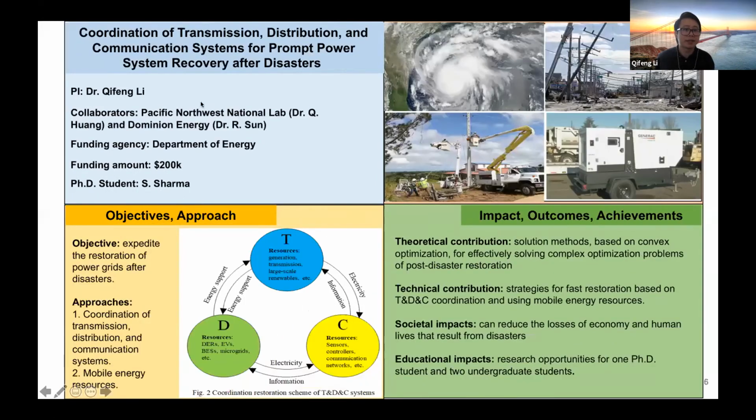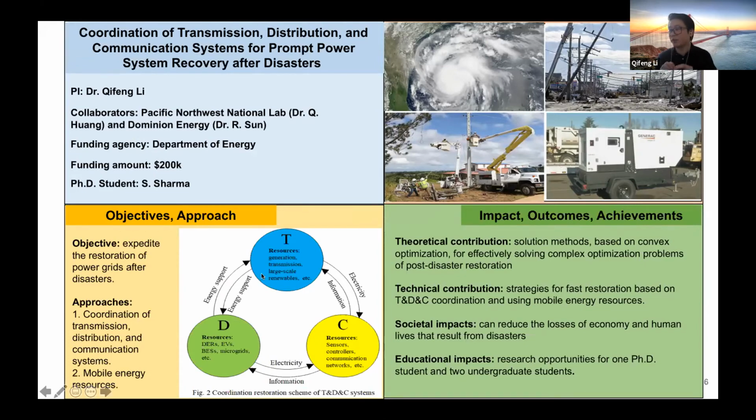The second project is about the post-disaster restoration of power system after disaster. This project is sponsored by the Department of Energy. Our collaborators are from Pacific Northwest National Lab and Dominion Energy, which is the utility of Virginia. So people have been studying restoration for years.